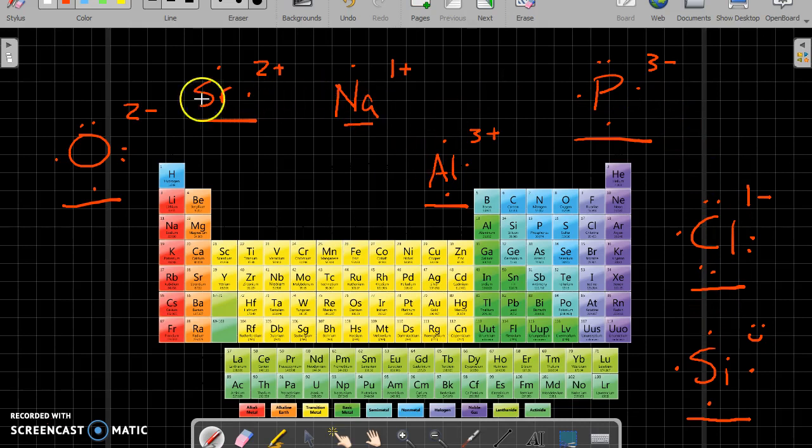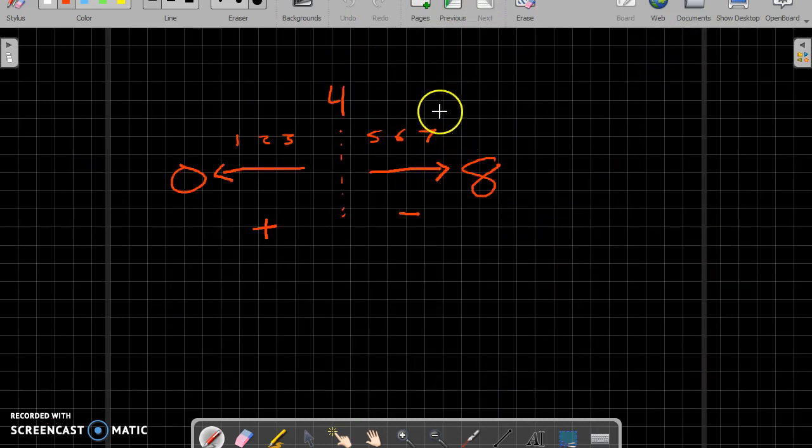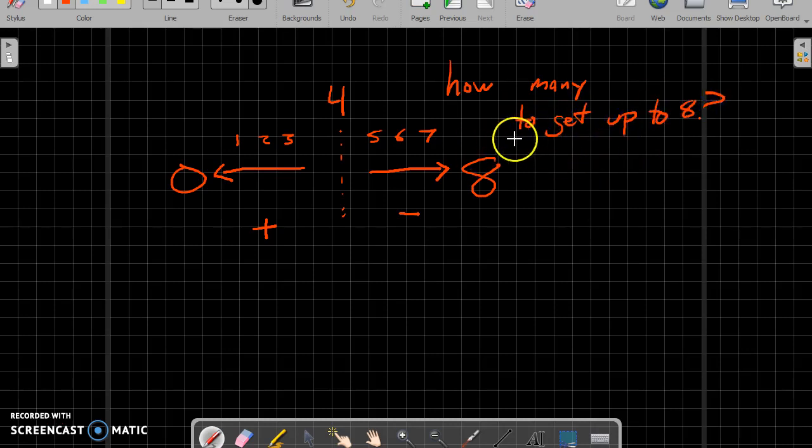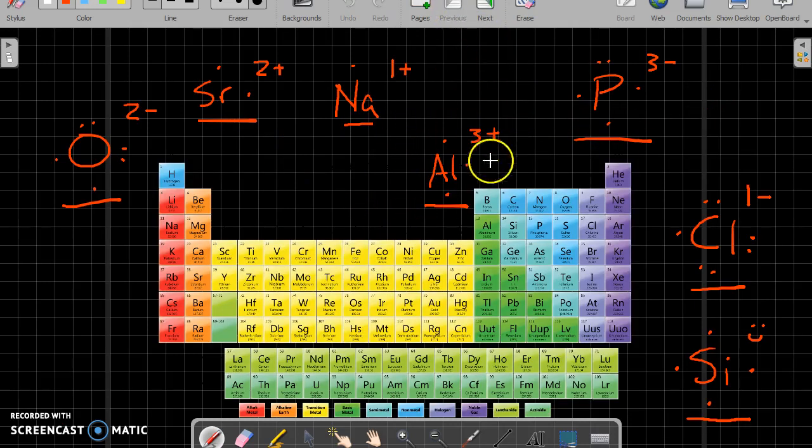So there you go. That's how you figure out ions. If they're positive ions, you just write the charge of how many they gave away. Like aluminum gave away 3, so it's 3 positive. Sodium gave away 1, so it's 1 positive. If it's a negative ion, if it's on this side, you say, how many does it take to get up to 8? And that is its charge, because it's how many extra electrons it took to get up to its full set of 8. Okay?